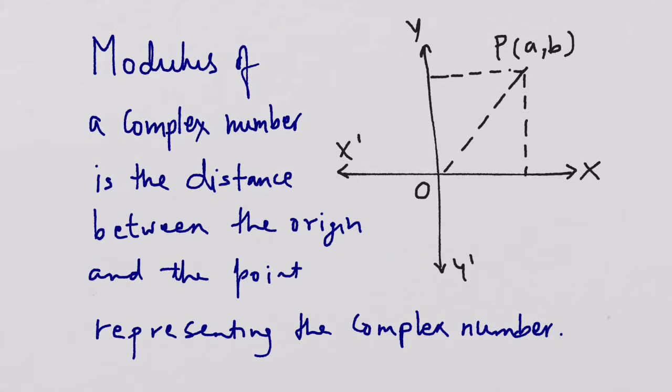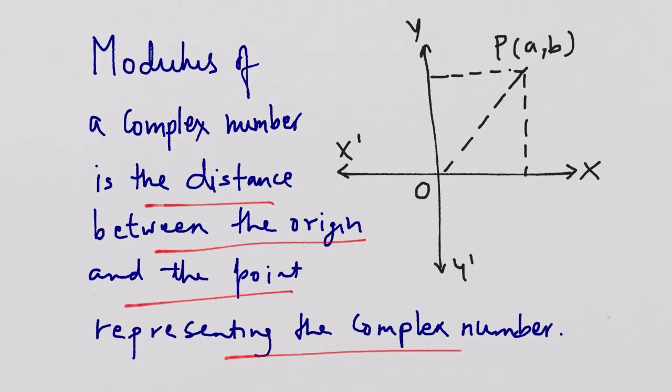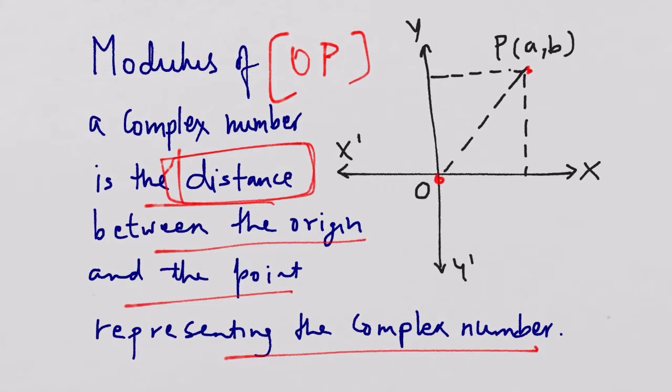Now in this video we will find the modulus of a complex number. First we have to keep in mind that modulus gives a positive value all the time. So modulus of a complex number is the distance between the origin and the point representing the complex number. So this distance is positive. Distance is always positive. So actually the modulus of a complex number is this distance from O to P. So OP is the modulus of the complex number.